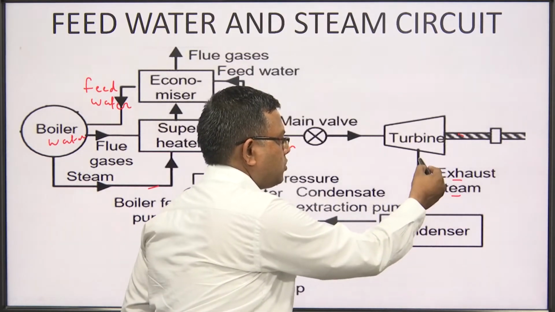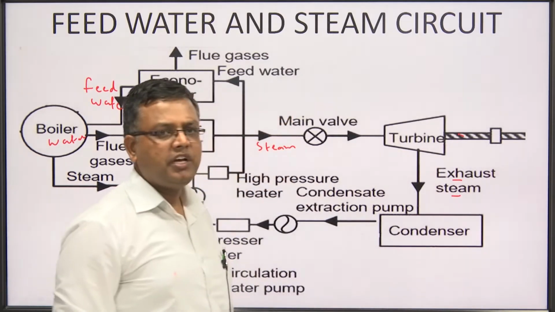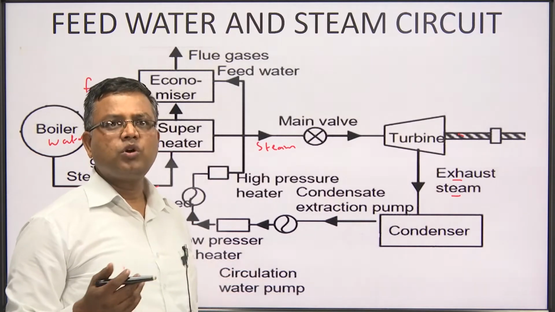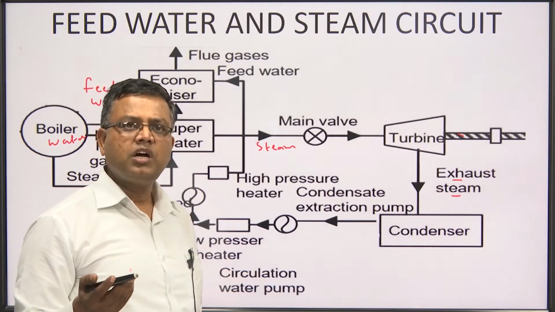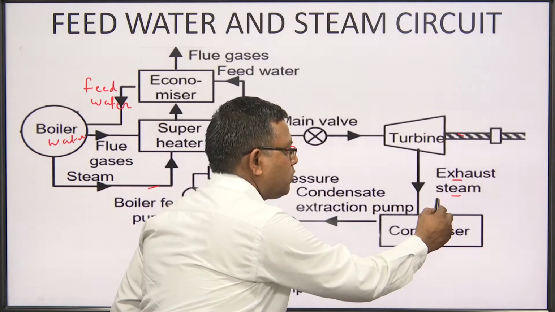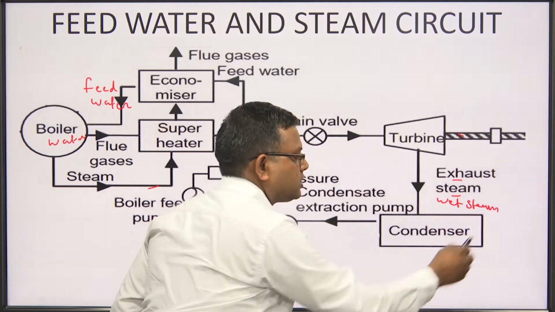It comes outside from the turbine and passes through the condenser, where it gets condensed, meaning it gives its heat to a cooling water and converts into the completely liquid state. This exhaust steam, also known as wet steam, is a mixture of steam and water.